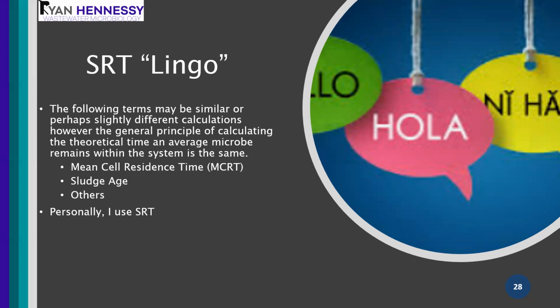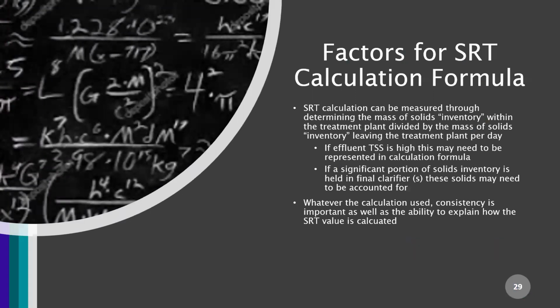The biggest thing is that you use the same calculation and you're able to explain that calculation to anybody that might be helping or consulting. So factors for SRT calculation can be measured through determining the mass of solids inventory in the treatment plant. The way I like to think of it is you have the pounds of bugs in your inventory divided by the pounds of bugs that leave your inventory per day, which will give you the sludge age or the SRT calculation. Now, there are some factors to take into consideration.